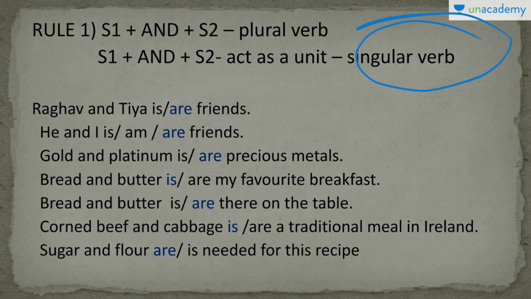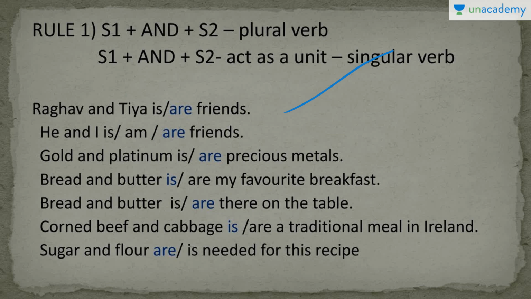These rules would be more clear to you once you try to apply them in the sentences. So let's just have a look at the following sentences. First sentence is Raghav and Tia is or are friends. Now you can see the conjunction and has been used and there are two subjects, Raghav and Tia, and they are two different persons. Therefore this gives a plural sense and has to be followed by a plural verb. And I've already explained to you that between is and are, are is a plural verb. Therefore the correct sentence would be Raghav and Tia are friends.